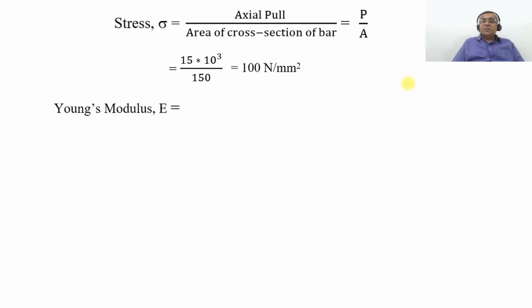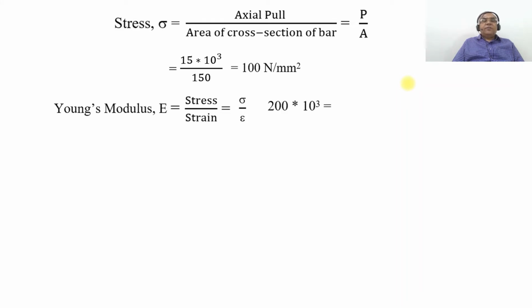Then what is Young's modulus? Young's modulus is nothing but E, which is equal to stress by strain, which is equal to sigma by epsilon. You know the value of Young's modulus and you know the value of stress, so epsilon can be easily found out.